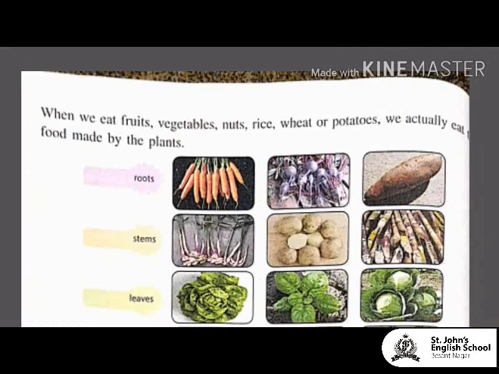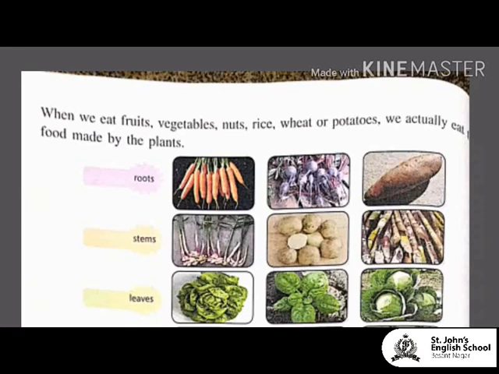The remaining food gets stored as starch, and the starch is not only stored in leaves, it is stored in stems, fruits, roots and seeds. Wherever the starch is stored, those parts of the plant become edible. Either animals or human beings, we eat only that edible part of the plant where the starch is stored, and the starch is nothing but the food prepared by the leaves. When we eat fruits, vegetables, nuts, rice, wheat or potatoes, we actually eat the food made by the plants.